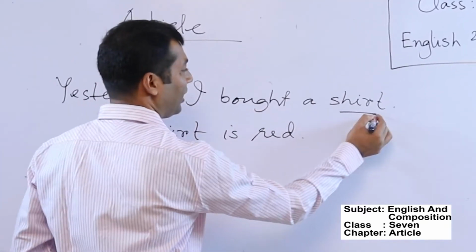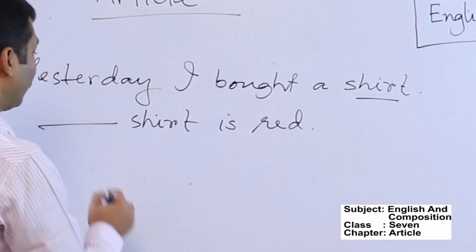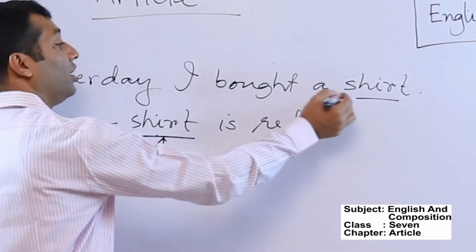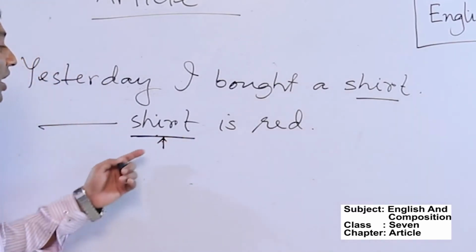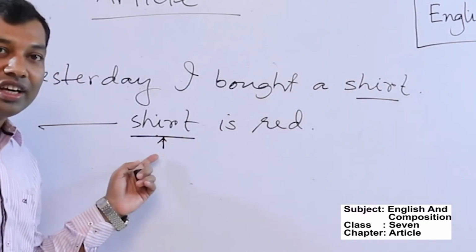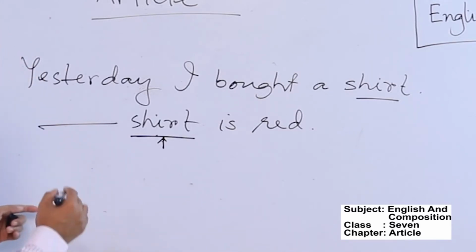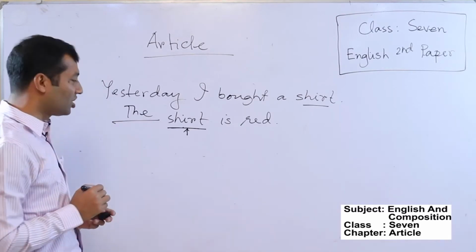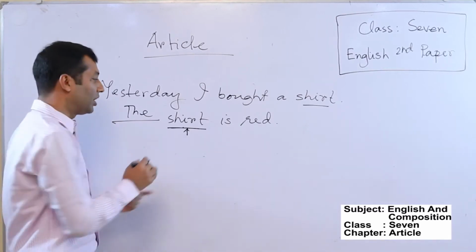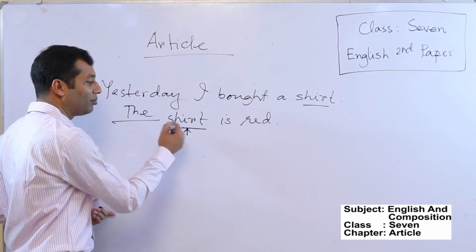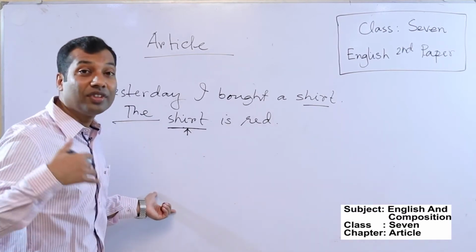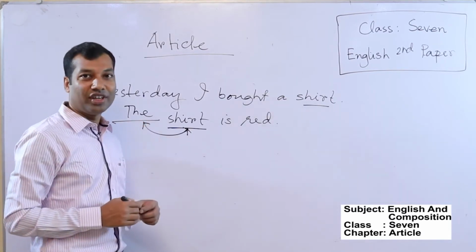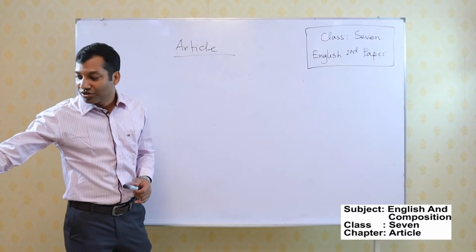Yesterday I bought a shirt. Here a shirt has been used, and in the second sentence, this shirt is red. So this word is already referred to; this is the second time. When we use the same noun for the second time, we need to use the article the. Because when I am using this word for the second time, it becomes definite, so we need to use the article the. Understand? Now come to the next rule.